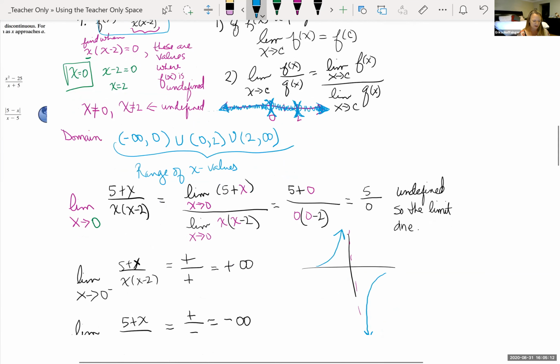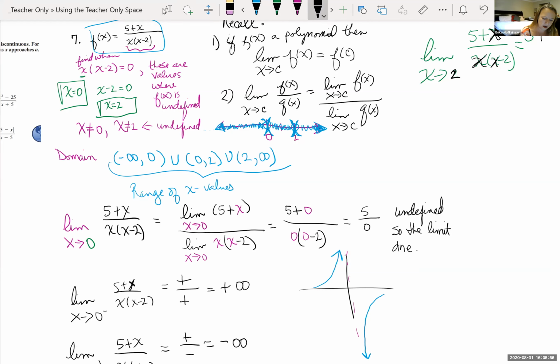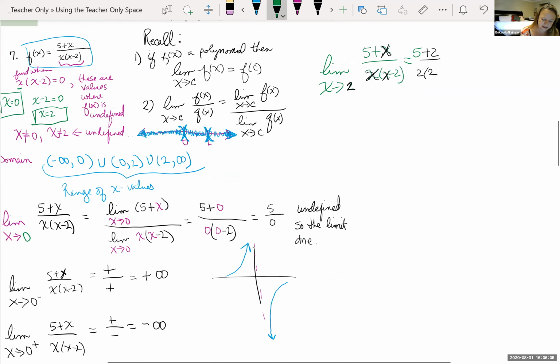Okay, one more value that we said x could not be, which was 2. And same sort of reasoning when we go back in here. So when I look at the limit as x approaches 2 of our function, 5 plus x, all over x times x minus 2, technically I'm using these limit laws. I'm not going to write it. So I can just plug in 2 wherever I see an x. So we have 5 plus 2, all over 2 times 2 minus 2. If we simplify our numerator and denominator, 5 plus 2 is 7, all over 2 times 0. So 7 over 0 is undefined.